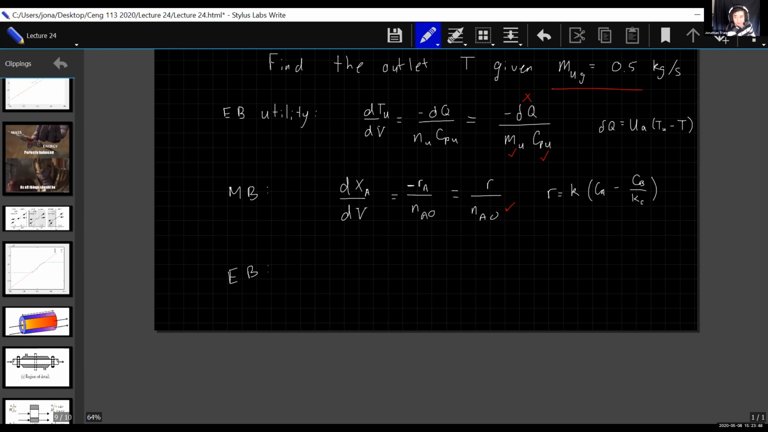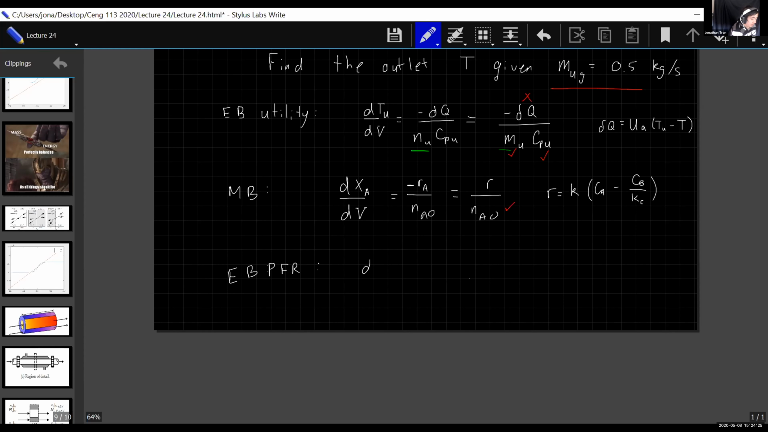So there's no such thing as a dumb question. MUG is the mass flow rate of the gas utility. I just made a conversion from a molar flow rate to a mass flow rate. That's all that is. Okay, no problem.